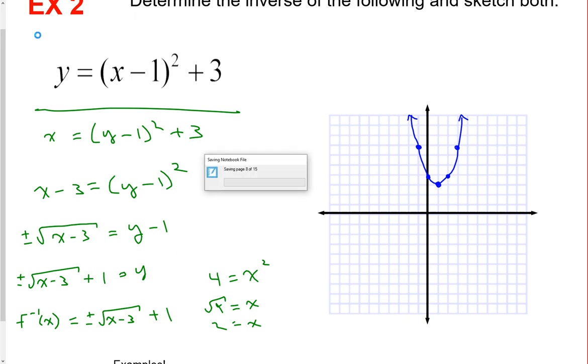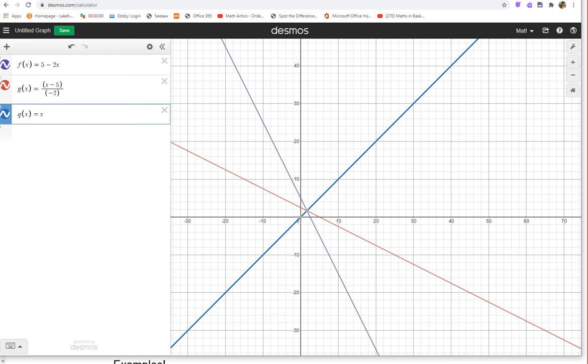Now what does that actually look like? Well, we've graphed a thing like this before. This is just our square root function. So we can actually do that on Desmos, right? Square root of x minus 3, plus 1. Let's go to Desmos and do that.